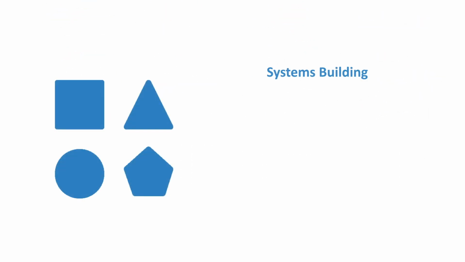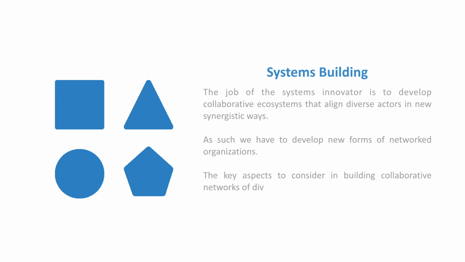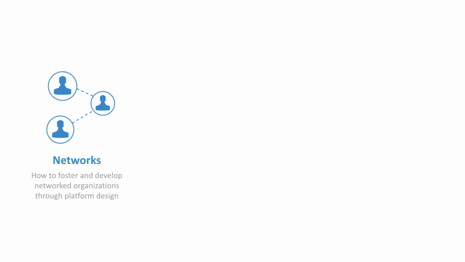So the final section's on systems building. The job of the systems innovator is to develop collaborative ecosystems that align diverse actors in synergistic ways. So we're trying to build new forms of organizations, collaborative platforms that can enable whole ecosystems of individuals and organizations to work collaboratively in changing the system. And this requires us to understand and develop new forms of networked organizations. This section is dealing with the key aspects to consider in building collaborative networks of diverse actors to realize systemic impact. So first section, it's on networked organizations, how to foster and develop networked organizations through platform design.